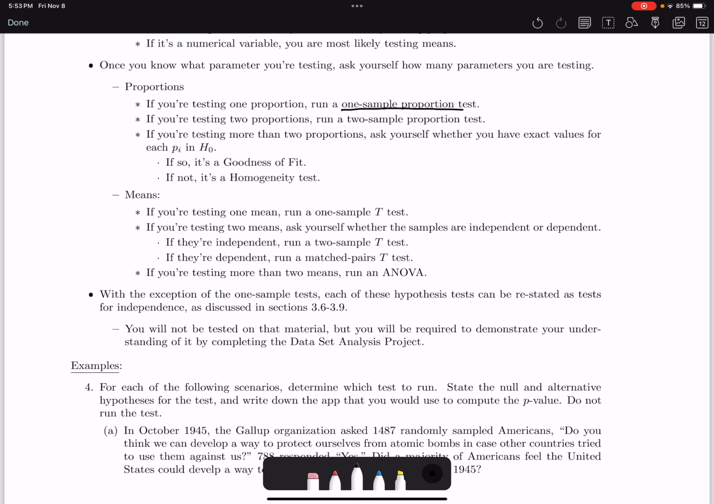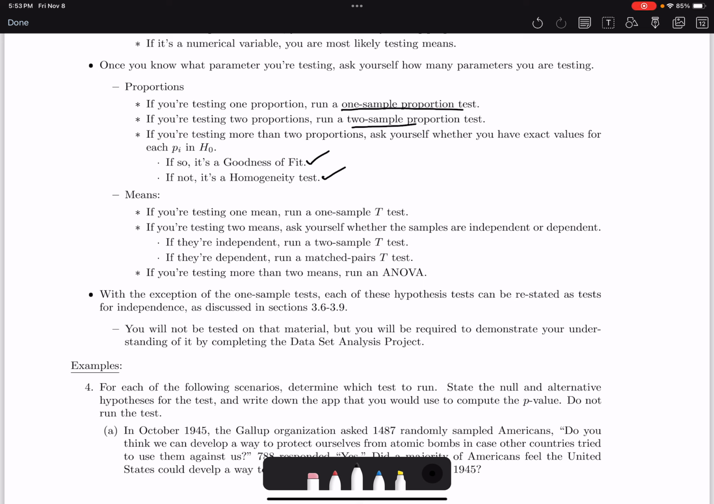If you're testing 2 proportions, then you run a 2-sample proportion test, right? Pretty straightforward. If you're testing more than 2 proportions, this is where it may get a little bit tricky. What you should do is ask yourself whether you have exact values for each proportion in the null hypothesis. If you do, then you should be running a goodness of fit. Okay? If you don't, then you should be running a homogeneity test.